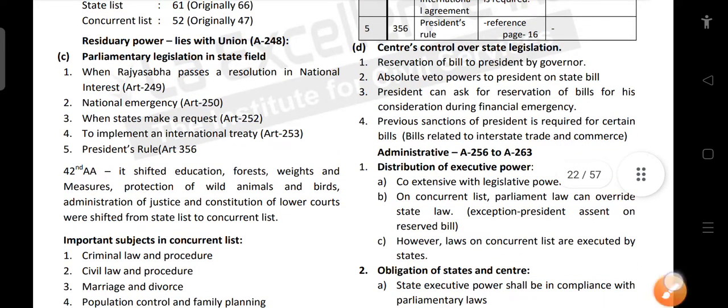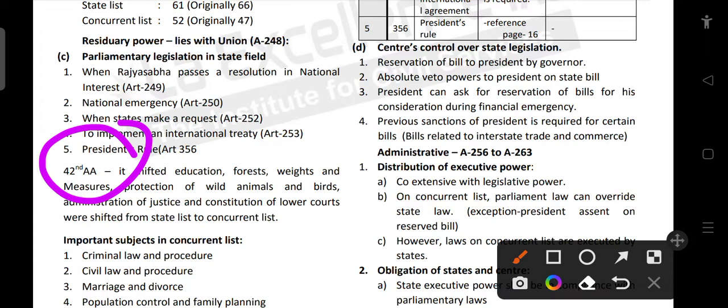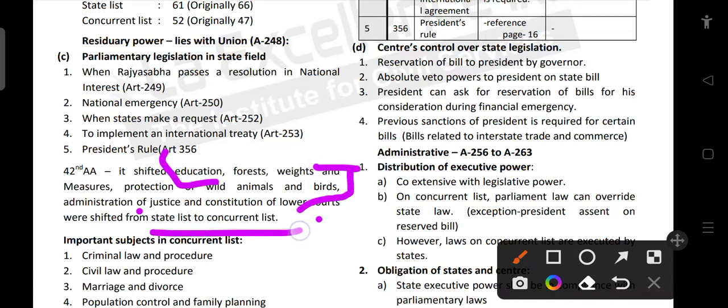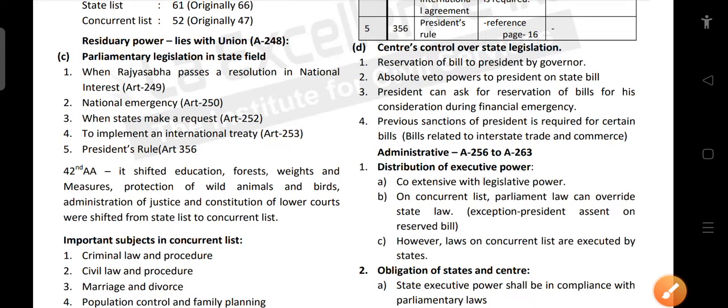Now the 42nd Amendment shifted subjects like education, forest, weights and measures, protection of wildlife like wild animals and birds, and then administration of justice and constitution of lower courts. All these things were shifted from the State list to the Concurrent list in the 42nd Amendment Act 1976. Education, forest, weights, wildlife, justice, then constitution of lower courts.